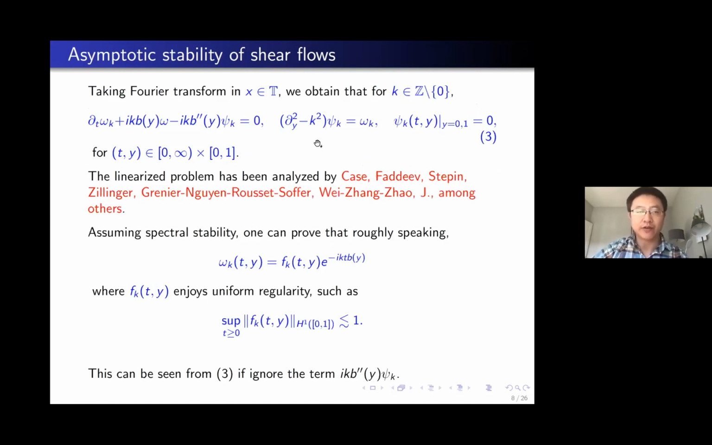You can prove this, and then from that you can get the decay of the stream function and the decay of the velocity field, because if you look at this expression, psi k is solved from omega k by integrating against the Green's function. But if you integrate against the Green's function, you have an oscillatory factor, so you can integrate by parts to get decay of psi k. So as long as you can decompose like this, the decay of the stream function can be obtained rather easily.